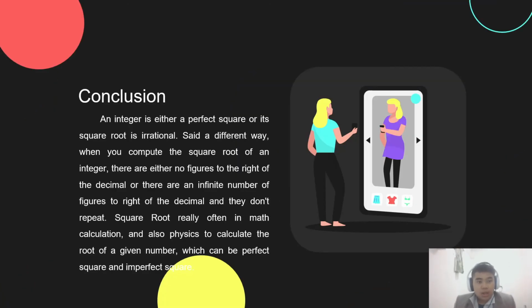The last one is conclusion. An integer is either a perfect square or its square root is irrational. Said a different way, when you compute the square root of an integer, there are either no figures to the right of the decimal, or there are an infinite number of figures to the right of the decimal and they don't repeat. Square root is used often in math calculation and also physics to calculate the root of a given number, which can be a perfect square or imperfect square.